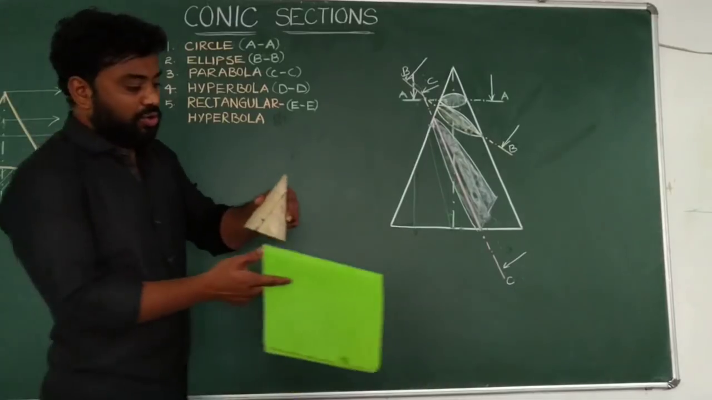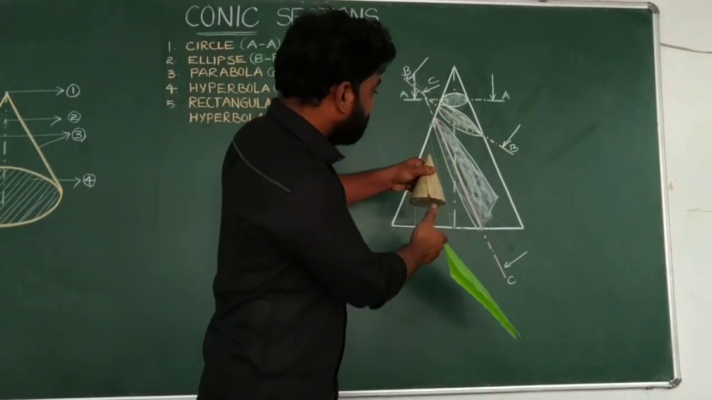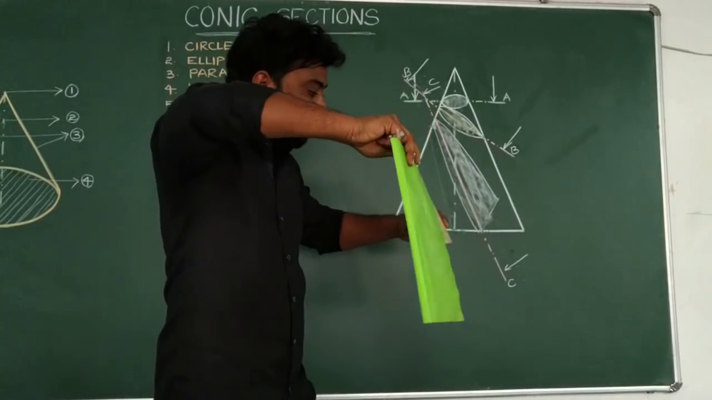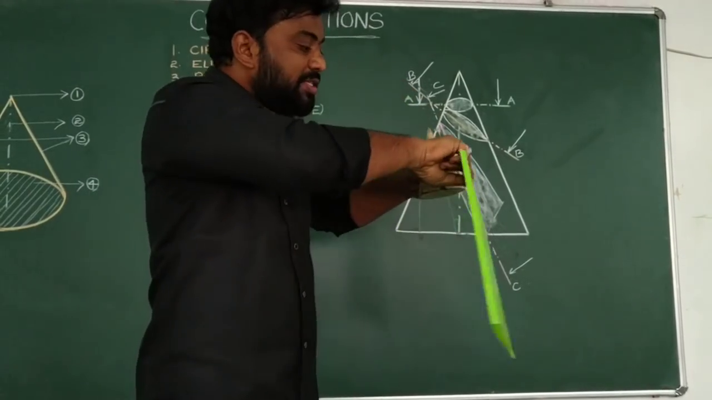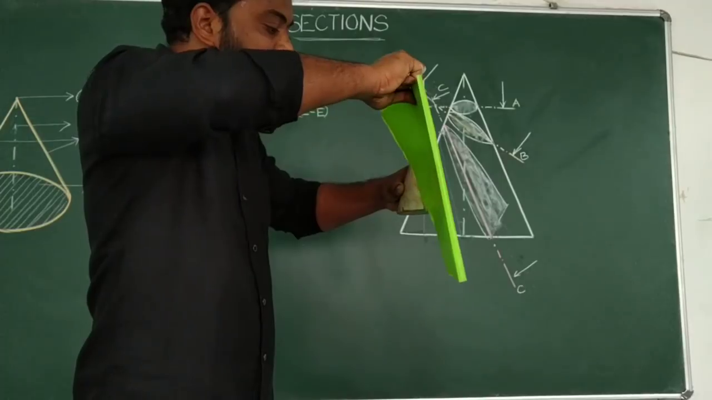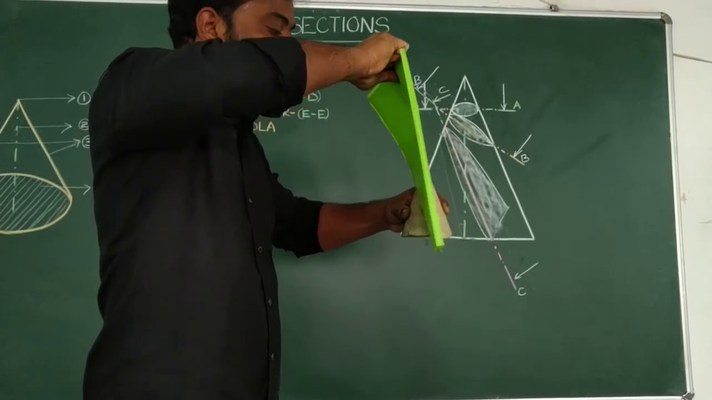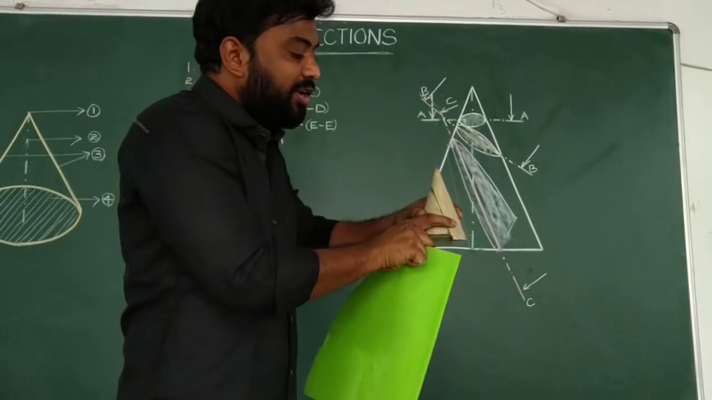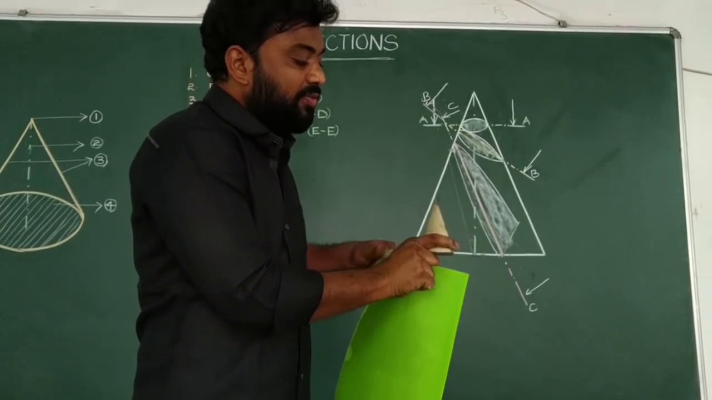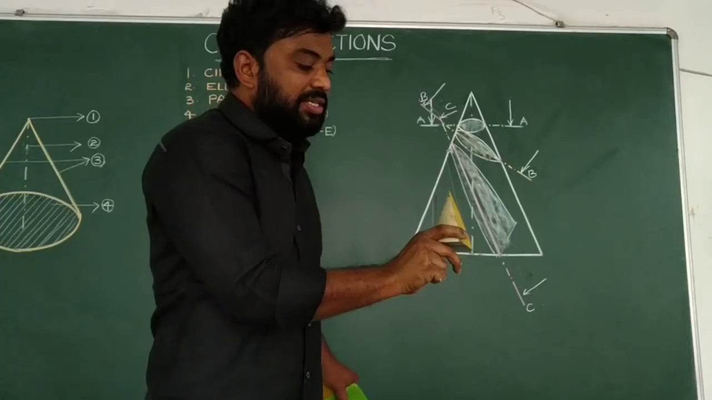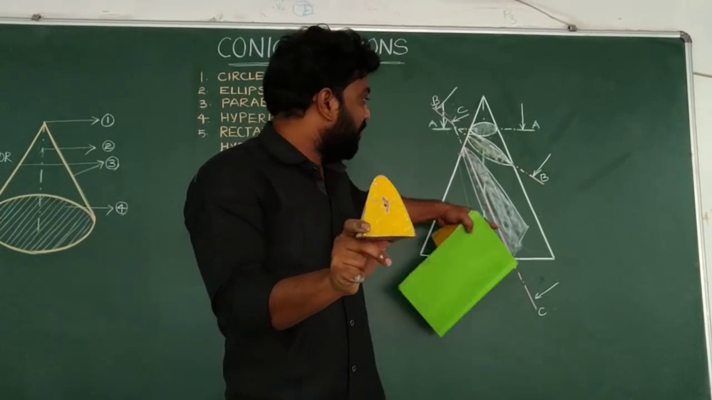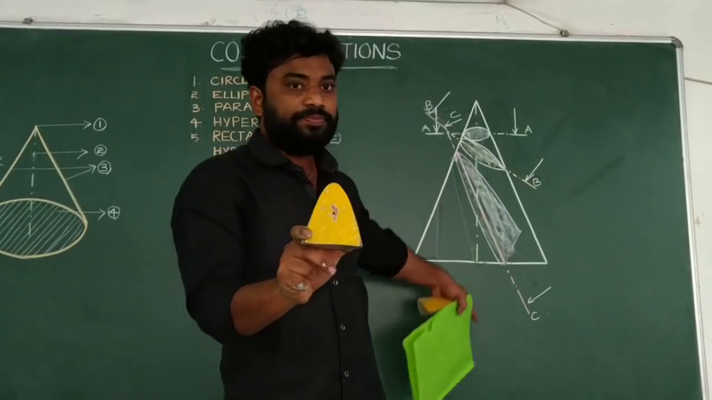We are having a cone. Similar to this object, we are having a cone, and here we are taking a cutting plane that is parallel to this generator. Simple. Here we can cut the object in this direction. So this is parallel to the right side generator. Then after that we can remove this portion, so that here we will be getting a new surface. That surface is called a parabola. So this is the parabola we got at this particular portion.